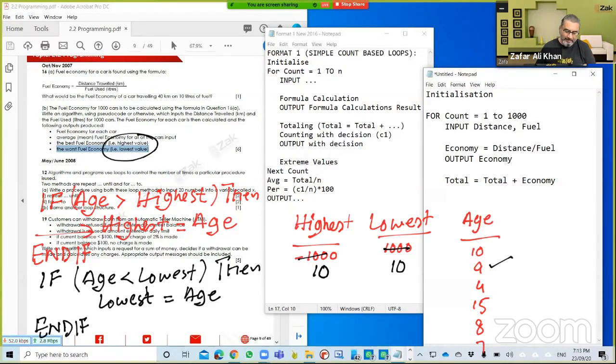Now compare again, if now this condition, if for highest, if age which is 9 is greater than highest which is 10, is 9 greater than 10? No, so this condition will not work, this is false. Then we will compare for the lowest, if age is less than lowest, if 9 is less than 10, yes it is, then lowest is equal to age, so this 10 is no more, now it has been taken up by 9.